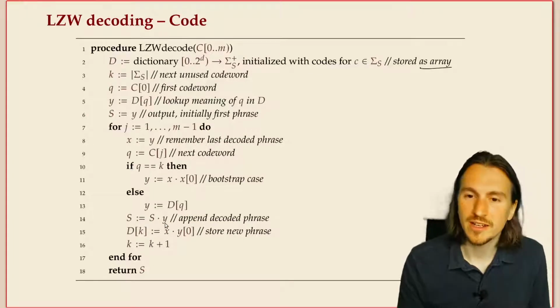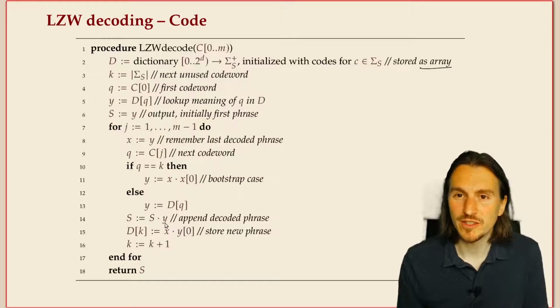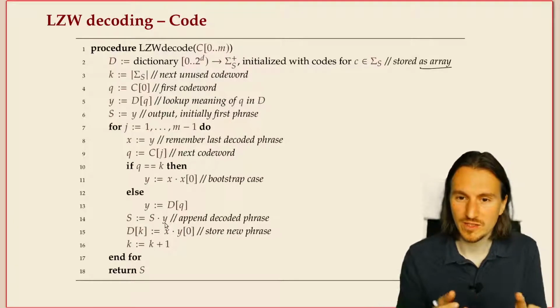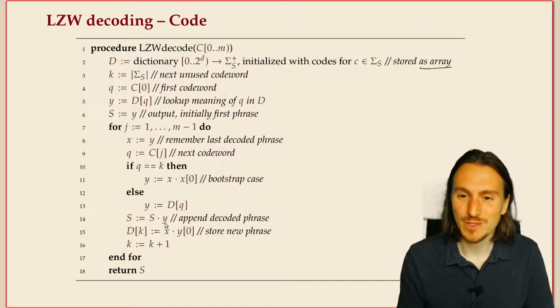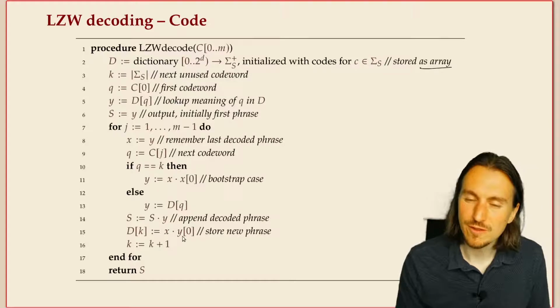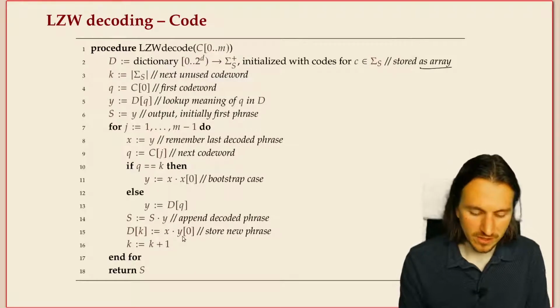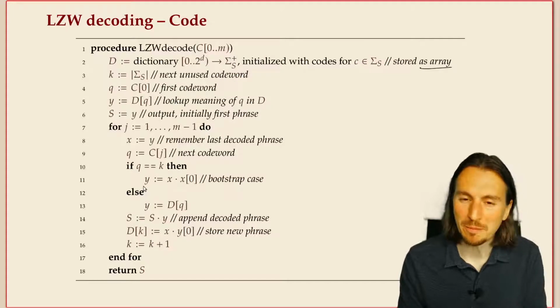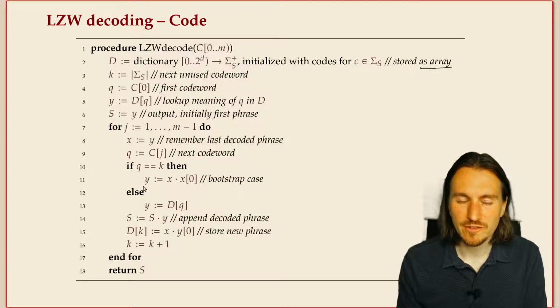And so we can add Y to the decoded text. We know Y now, that's the next phrase we looked up. And we add the new thing to the dictionary, which is X plus the first character of Y. And this handles both cases now because we assigned Y in the right way. So that's all there is to Lempel-Ziv-Welch decoding.